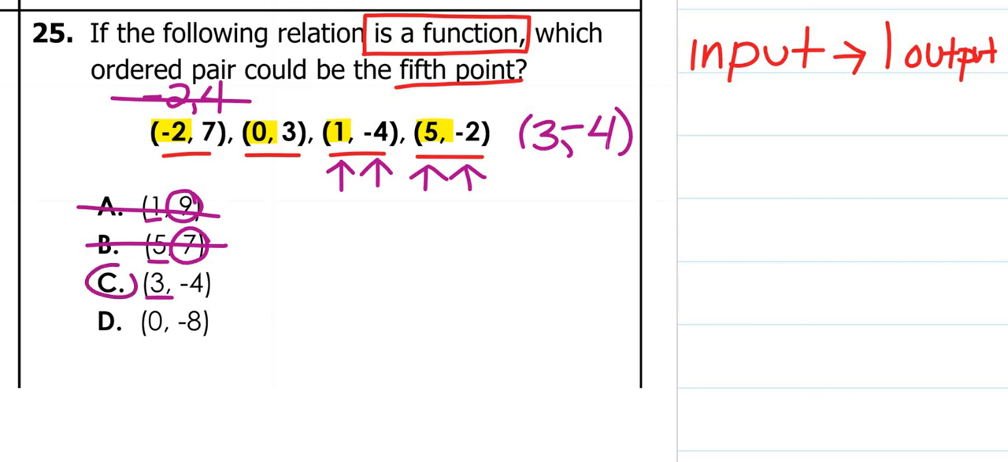So I like C. And then D, 0, negative 8. 0, I already have, and it says it should go to negative 8. But I already have it going to 3. So I can't have 2 different outputs. So I'm going to say no to D as well. My answer choice is C. Let's move on.